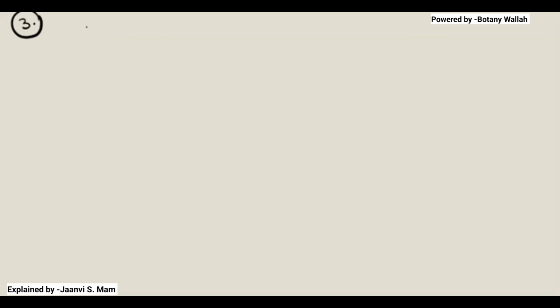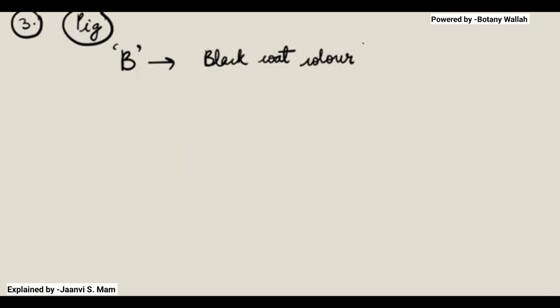So in pigs, the question is saying that a cross was done, and there was one allele, capital B, and this allele was giving the effect of black coat color. Okay, black coat color. If you want, I will read the question once.